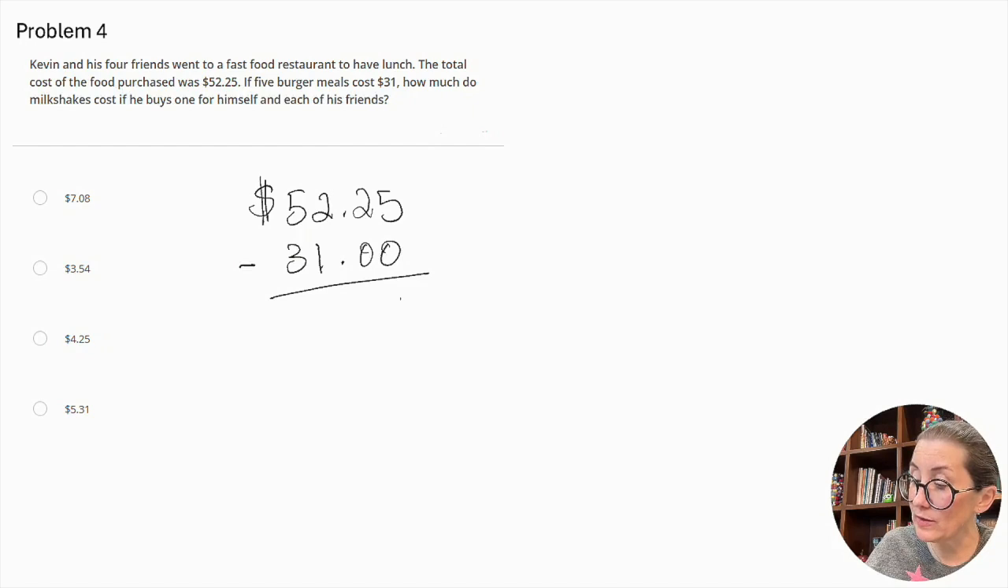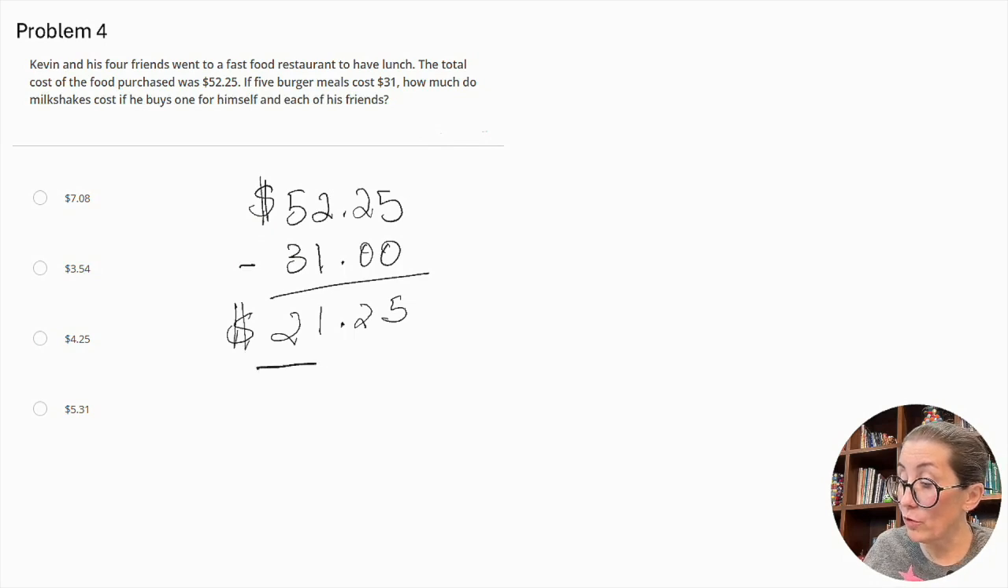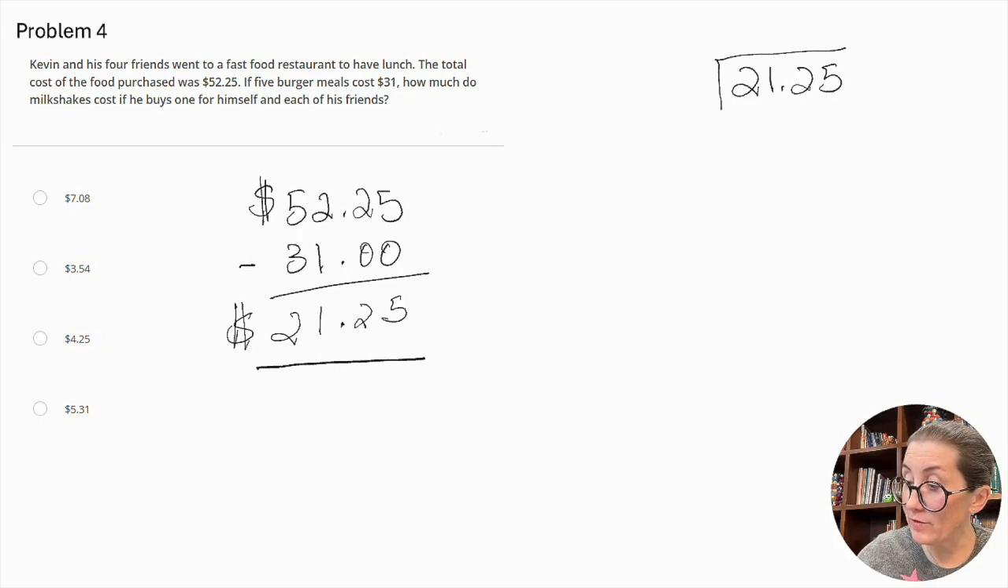5 minus 0 is 5, 2 minus 0 is 2, 2 minus 1 is 1, and 5 minus 3 is 2. So the total cost for the 5 milkshakes was $21.25. So now we need to divide that number by 5. So 5 goes into 21 4 times.